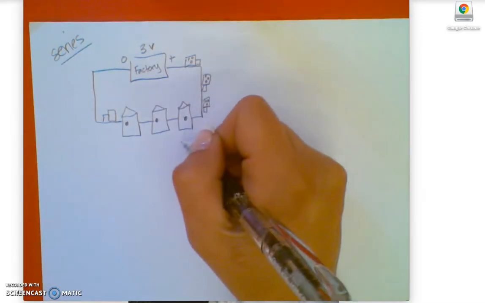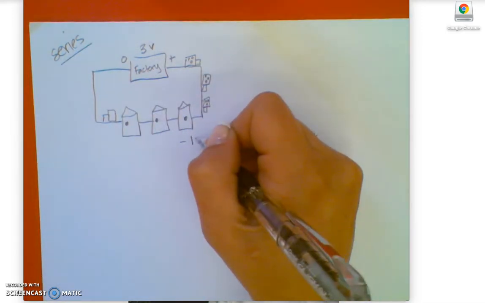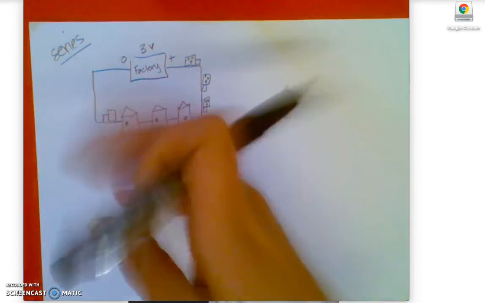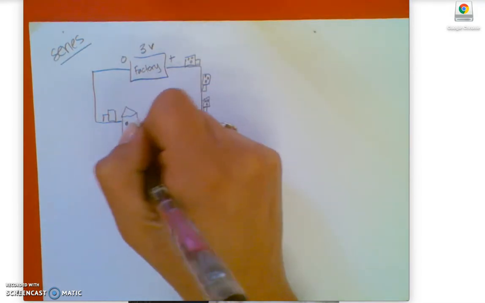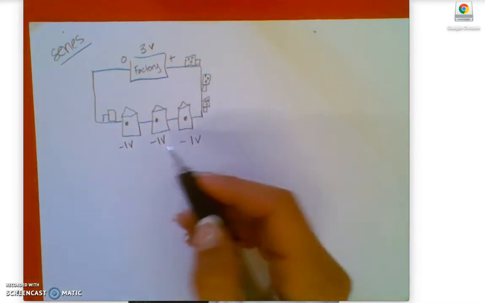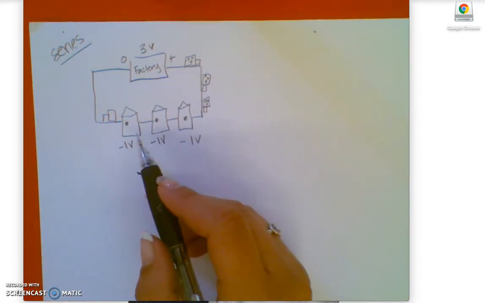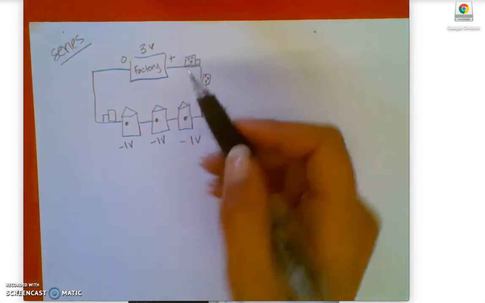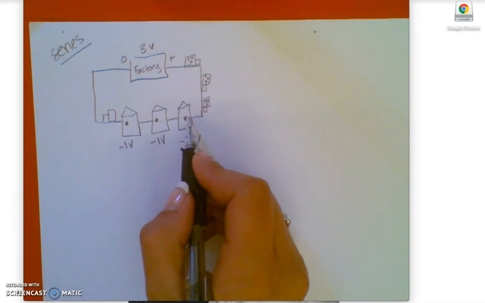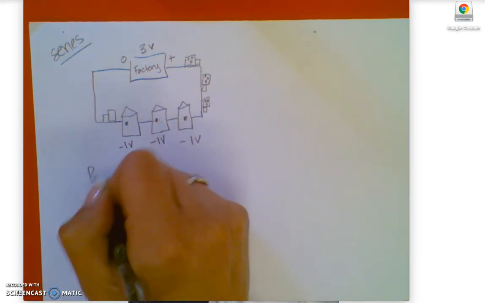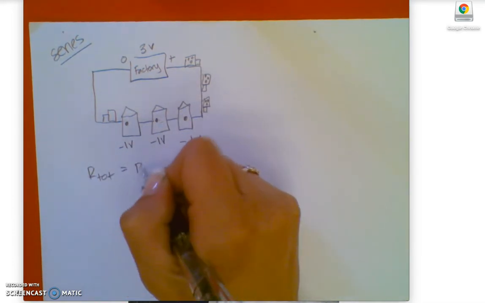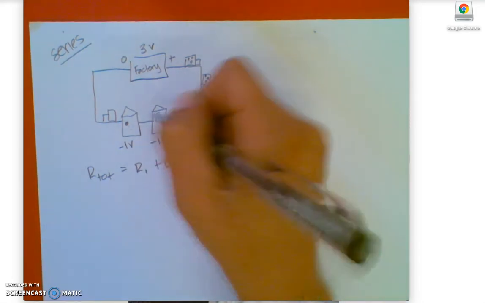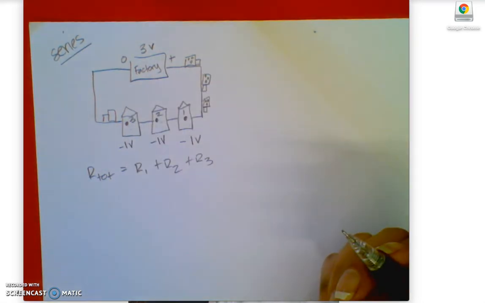So we would say that each one of these houses has a -1 volt voltage drop. Okay, and if we were to add the resistors up to look at it as one resistor, we would just add them in series, meaning that we would just add them like normal. So the total resistance of this circuit would be R1 plus R2 plus R3. You can label these 1, 2, 3. Okay, and that would give us our total resistance.